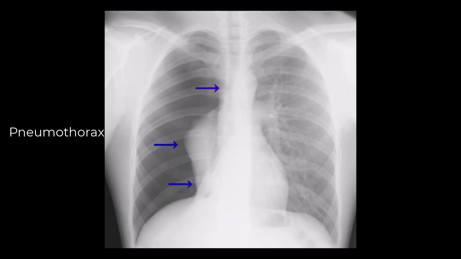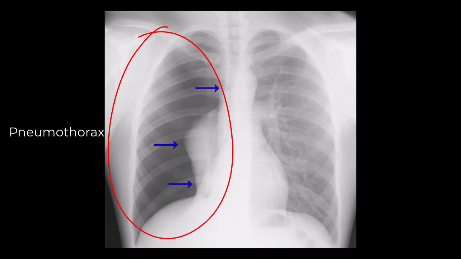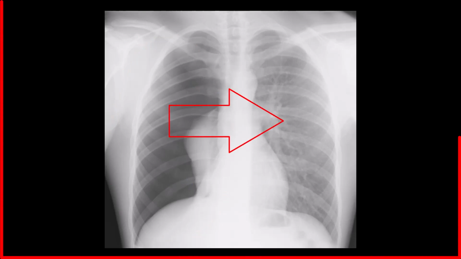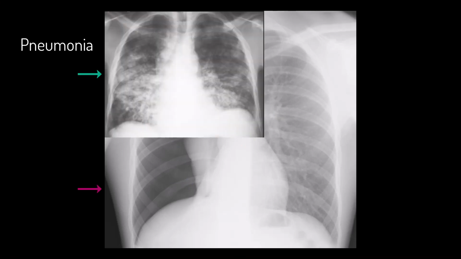Here we see a difference in tissue density with a pneumothorax. Notice that the lung has collapsed, and so there is no lung markings in the collapsed portion, whereas the other lung has lung markings. Now let's take a look at the density differences between a pneumonia and a pneumothorax. Notice the pneumonia is solid, whereas the pneumothorax is a minus density.